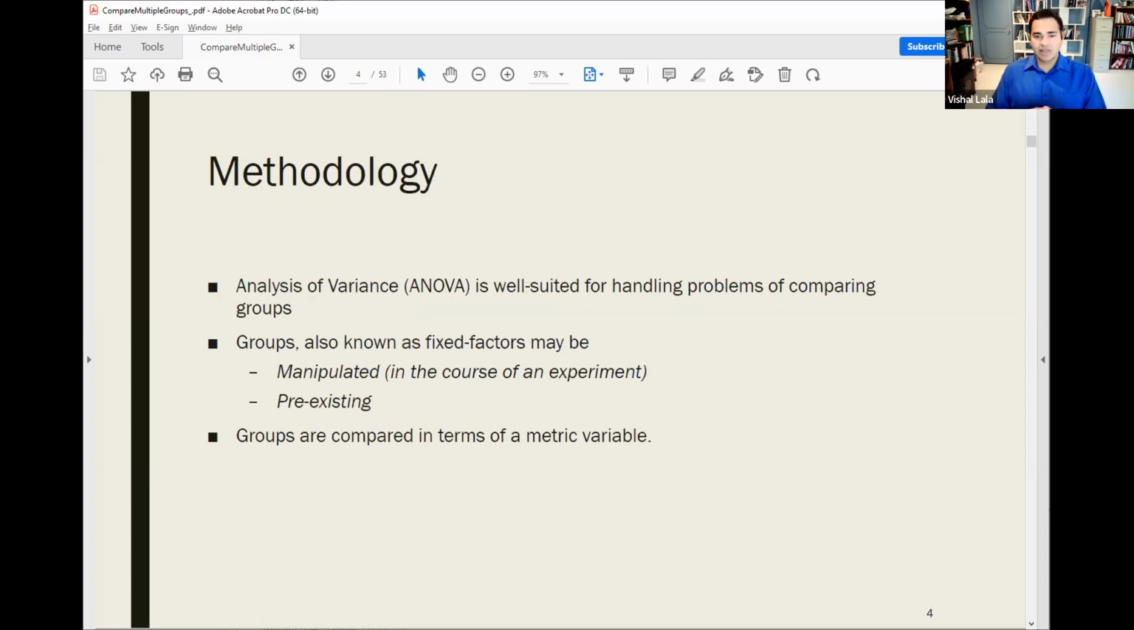Analysis of variance is a well-suited technique for handling problems of comparing multiple groups. The groups themselves, also known as fixed factors, may be either manipulated during the course of an experiment, or they may be pre-existing. We'll see what these are in just a bit. The groups as such are compared in terms of some metric variable, that is, an interval or ratio scale variable.